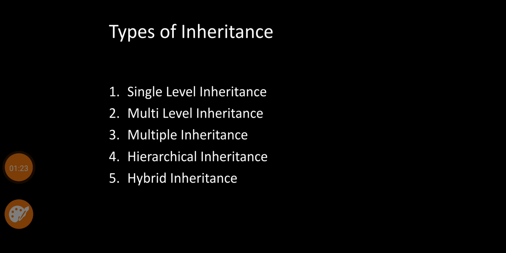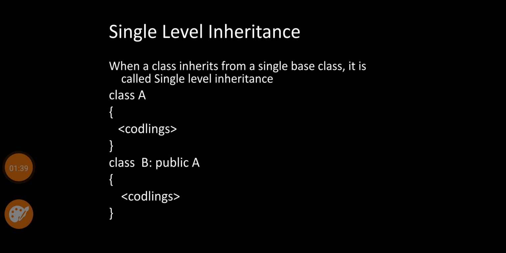Then the types of inheritance. There are 5 types of inheritance: single, multiple, multi-level, hybrid and hierarchical. These are the 5 types of inheritance present in C++. So let us discuss the concept of single level inheritance. In a single level inheritance, when a class inherits from a single base class, it is called single level inheritance. In other words, in single level inheritance, we have only one base class and one derived class. That is, one superclass and one subclass.